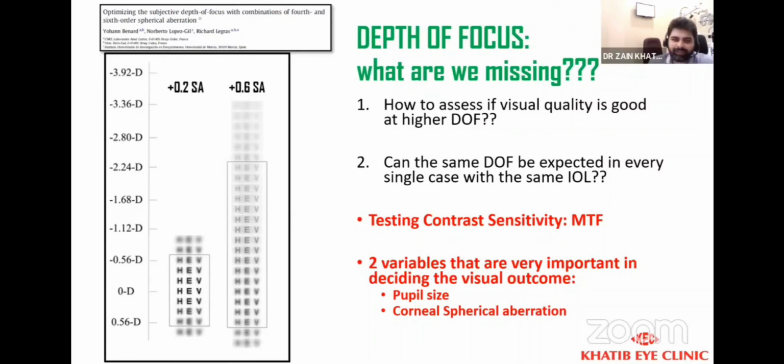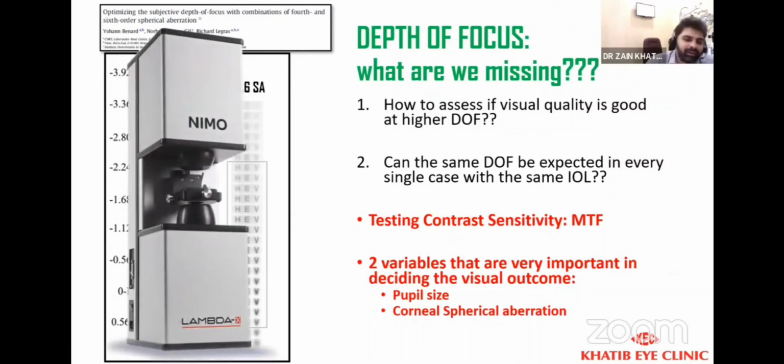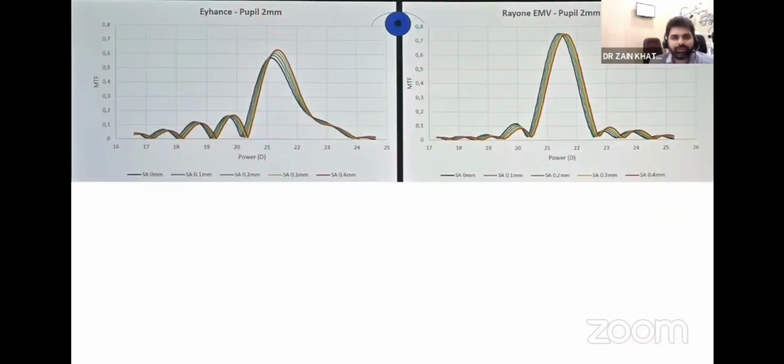the corneal spherical aberration. There's a new machine I learned about at the recent ESCRS called the Nemo, where you can put in an IOL, set the pupil size, and set the specific corneal spherical aberration, and see the depth of focus and modulation transfer function of a particular lens. Just a few graphs to show you. At a 2 millimeter pupil, the IHanS versus the Ray 1 EMV. The different color codings are different graphs at different spherical aberrations of the cornea. The black is 0 and the red is 0.4.